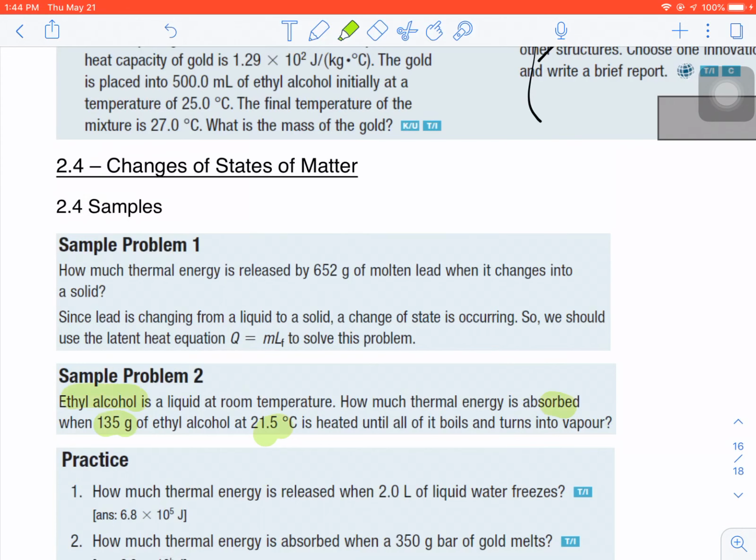So a couple of things have to happen here. Number one, I've got to warm it up to its boiling point. 100 degrees C? No. Ethyl alcohol isn't water. Ethyl alcohol actually boils at minus 130 degrees C. Oh, sorry, at 78 degrees C. It will boil at 78 degrees C. So I've got to warm it from 21.5 to 78, and then I've got to evaporate it. It doesn't say anything about heating the vapor, it just says turning it into a vapor.